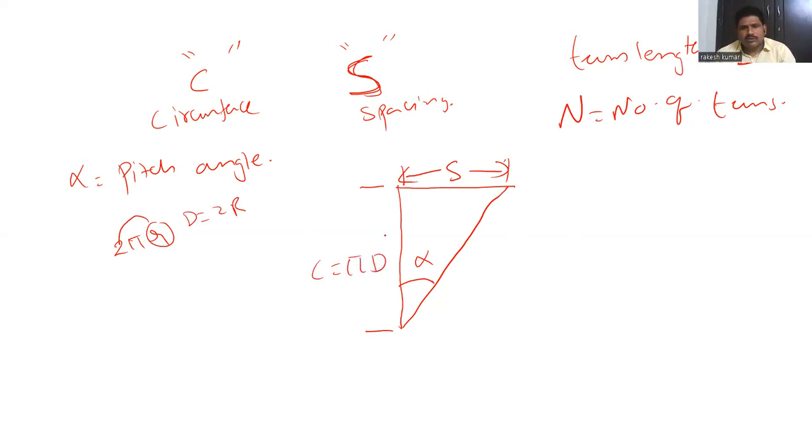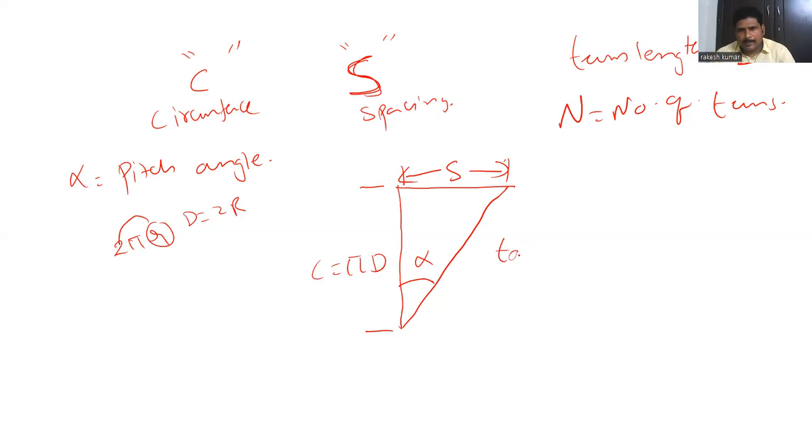So if I apply tan alpha, what is the formula for tan alpha? Opposite side by adjacent side, that is S by pi d, and this is the total length L, from here to here. So from this, what is the value of alpha? Alpha is equal to tan inverse of S by pi d.